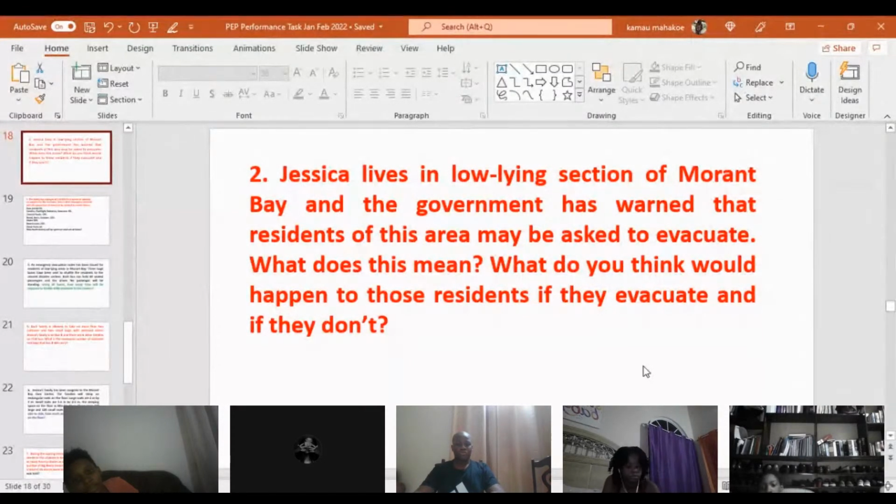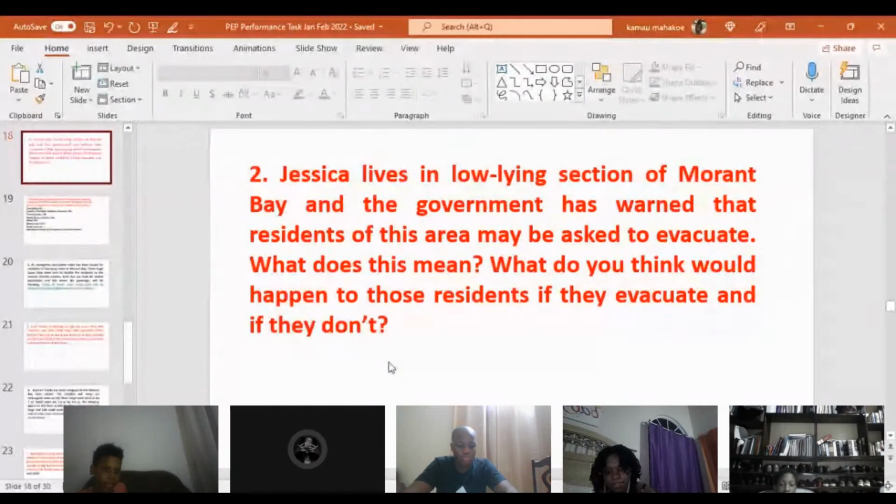Jessica lives in a low-lying section of Morant Bay, and the government has warned that residents of this area may be asked to evacuate. What does this mean? What do you think would happen to those residents if they evacuate and if they don't? All right. Miss, I think I know. Wait, hold on. Legende, you go ahead.